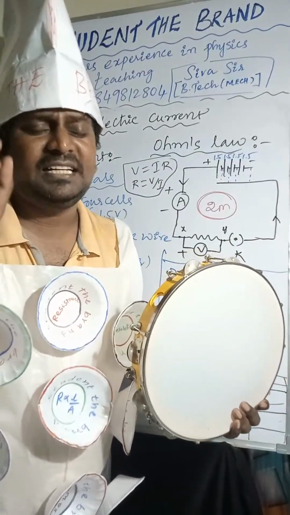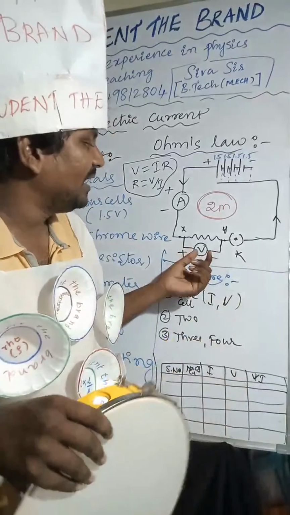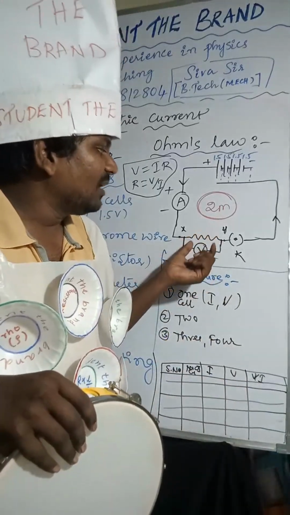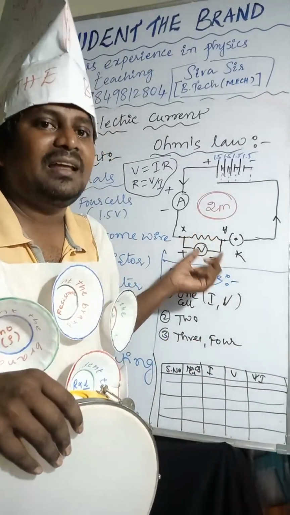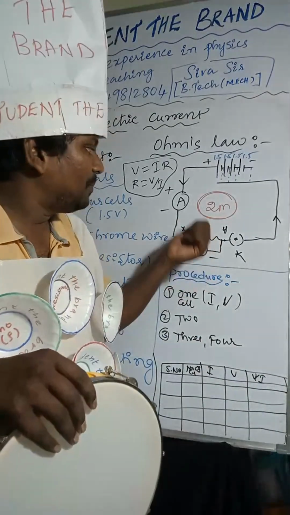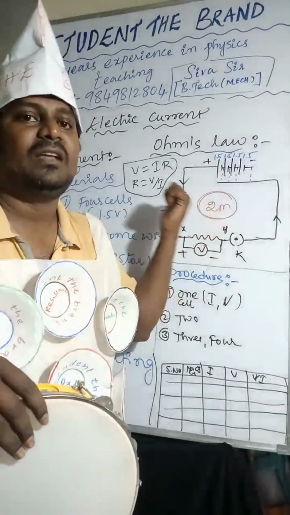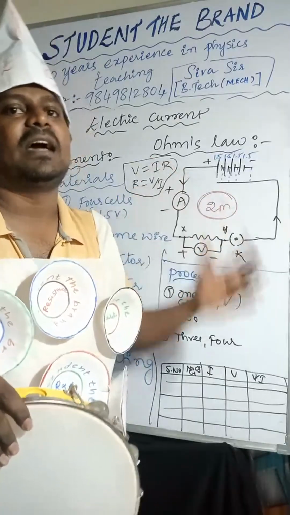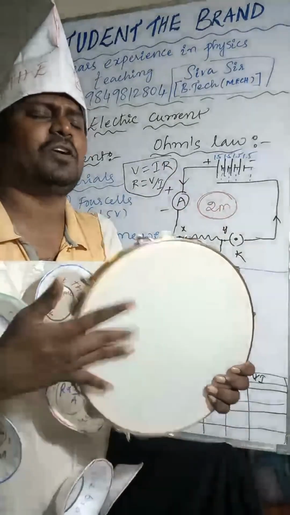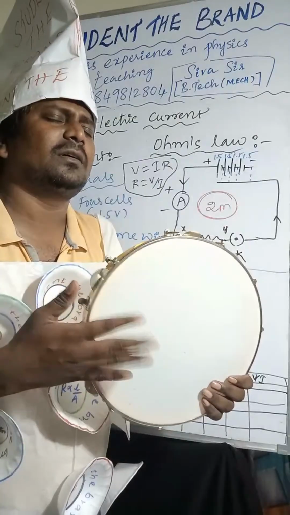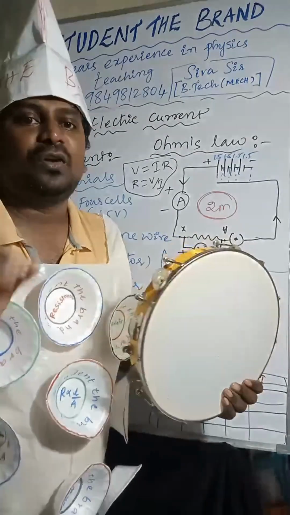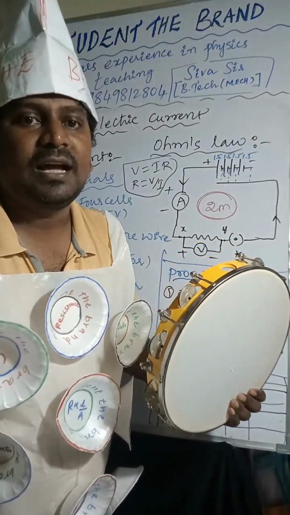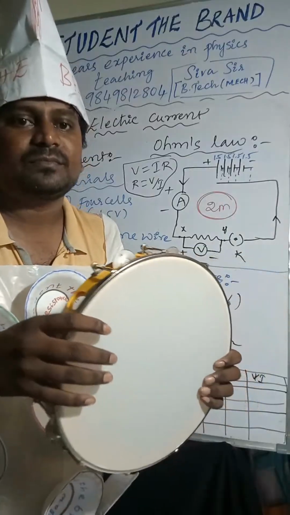The potential difference across the ends of a given metallic conductor is directly proportional to the current flowing through it.